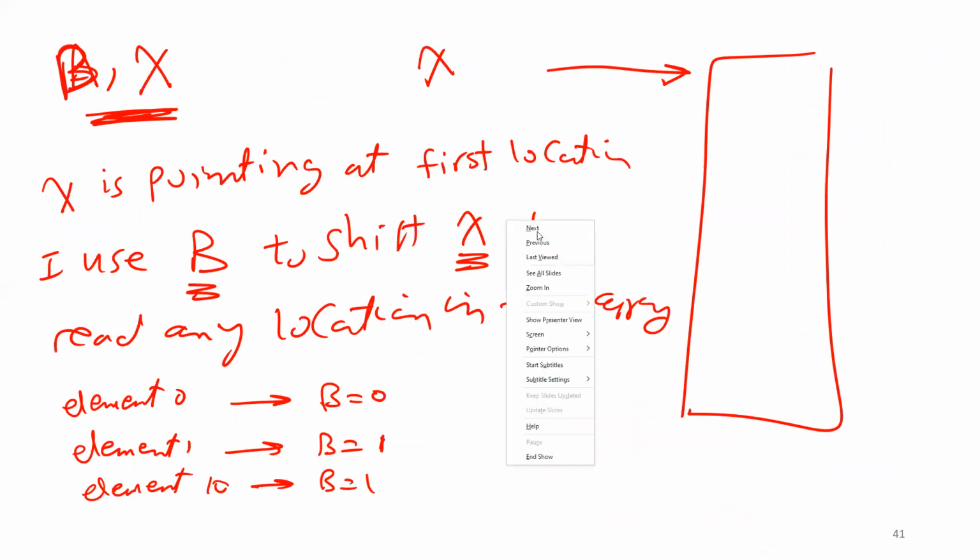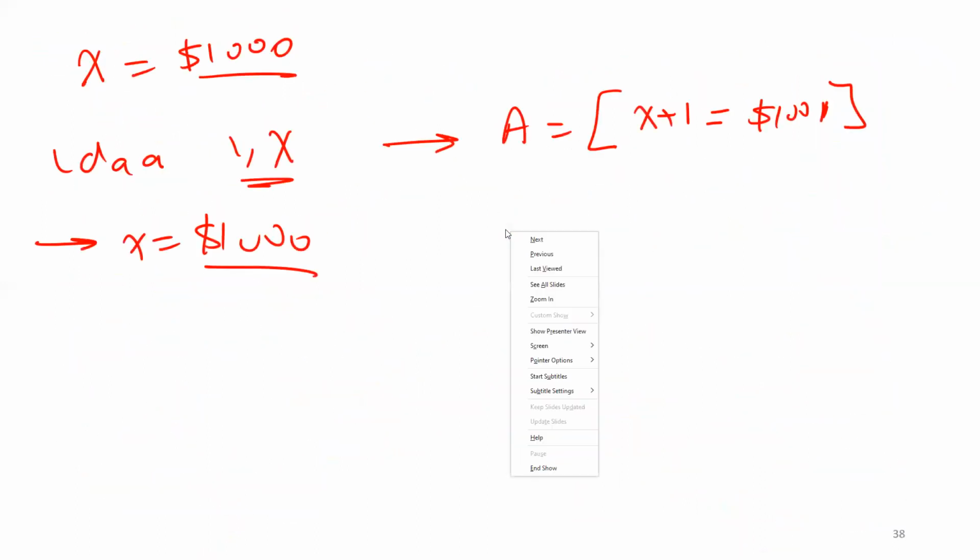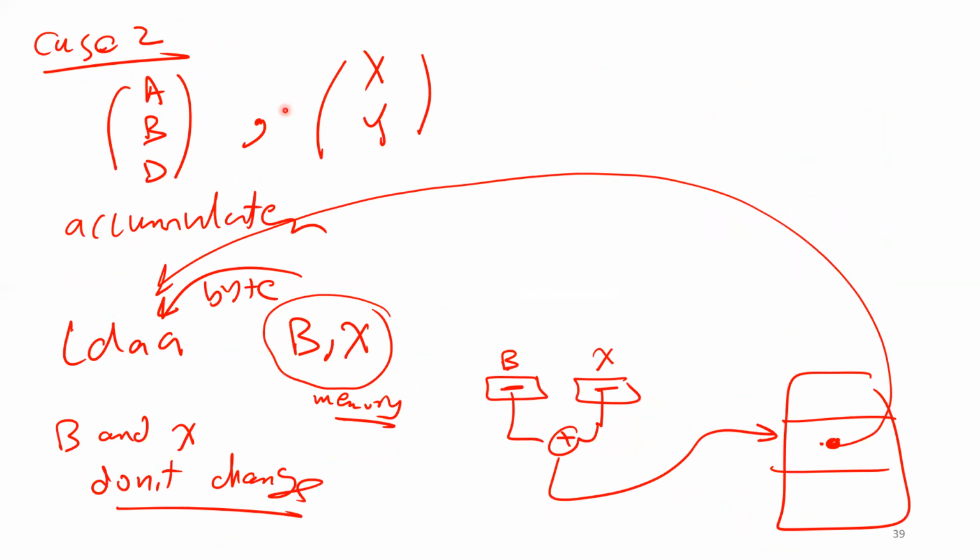So let me go back. Okay, guys. So the second case, I told you the second case in memory. In case of indexed memory, you can do something like that: A or B or D, comma X or Y, right? So if I do something like that, B comma X, right?